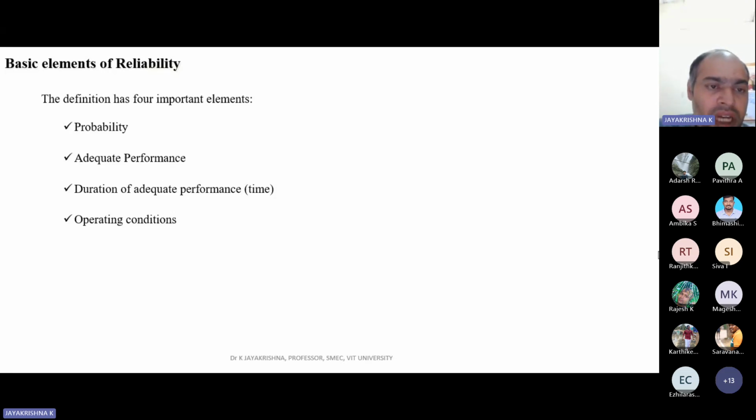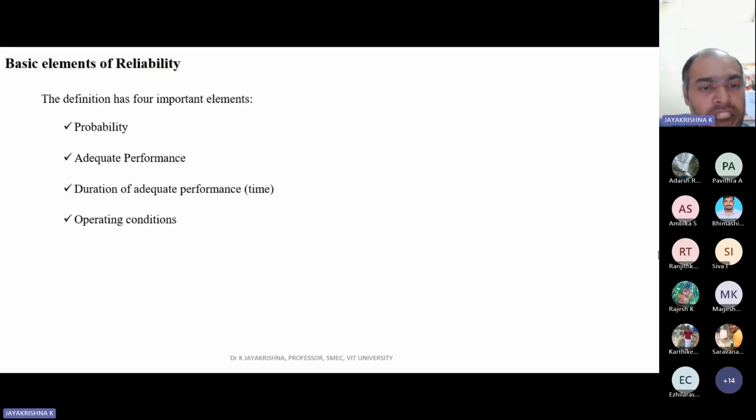So that is what we call adequate performance, whether my component is performing correctly when I need it, or whether it's delivering its performance at the correct time when I require it. That is called adequate performance. Okay, if my engine has to run at 1000 RPM, whether my engine is able to run at 1000 RPM, that is called adequate performance.